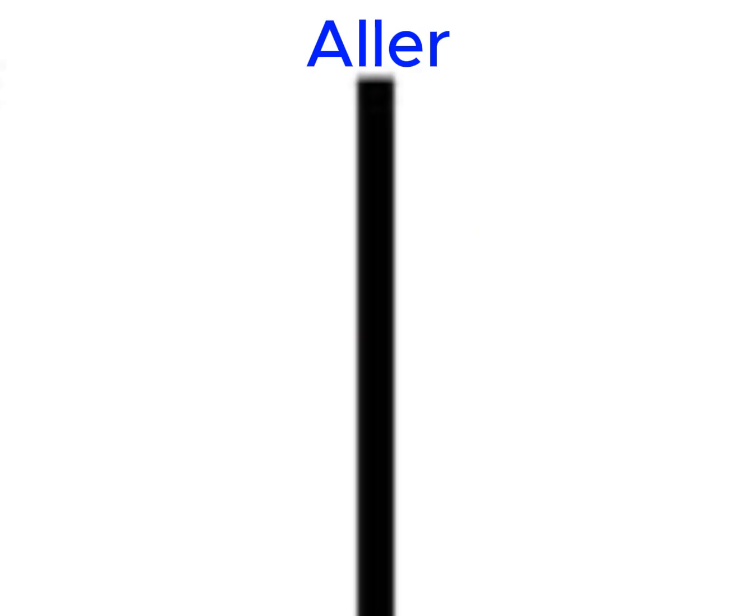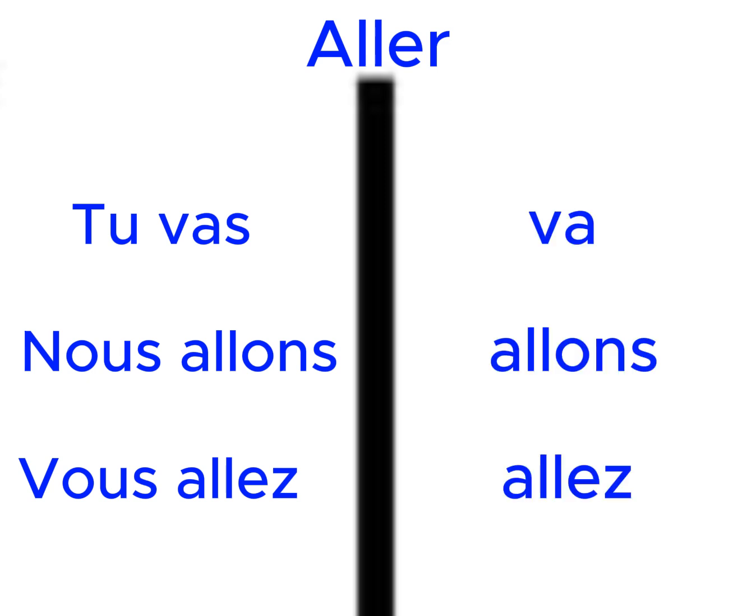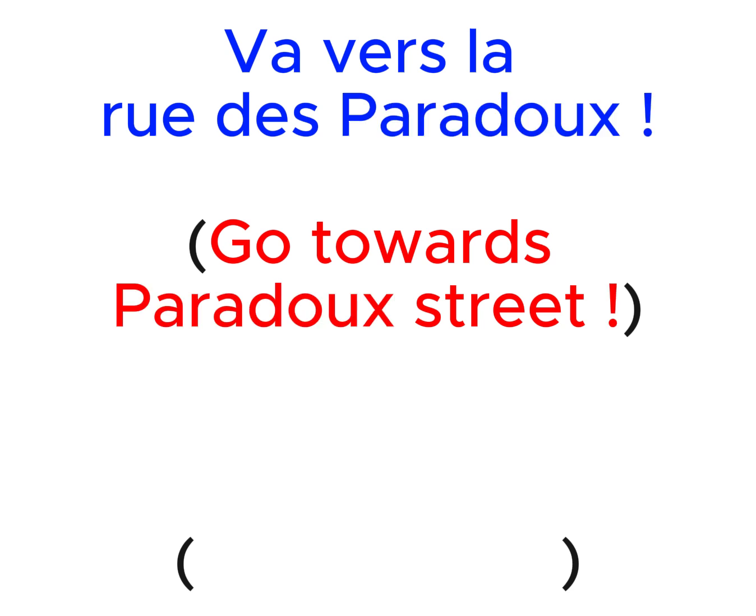Now, let us observe another verb, which has the same particularity as the verbs of the first group, despite the fact that it is not from the first, but from the third group. The verb is aller. In the present indicative, we write, tu vas, nous allons, vous allez. In the imperative, it becomes Va, allons, allez. Here, too, you will no longer have an S for the second person singular. For example, Va vers la rue des Paradoux. Allez tout droit.